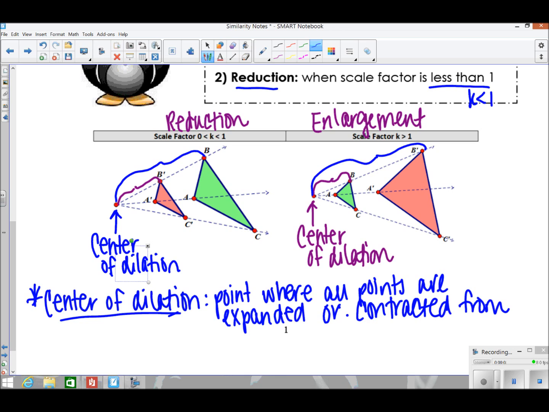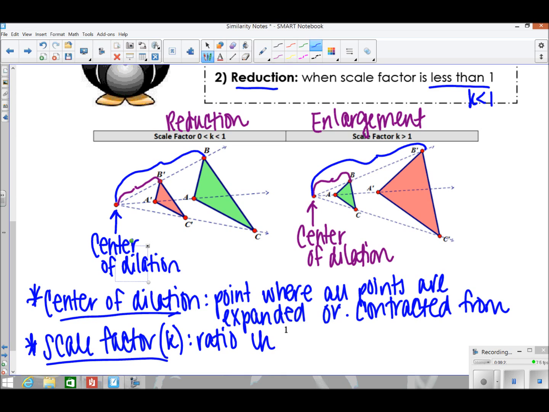And then the scale factor is really going to be that ratio that enlarges or reduces the image. So let's add that as well. The scale factor is the other important piece. And remember, that's the letter K. That's going to be the ratio that enlarges or reduces the image.